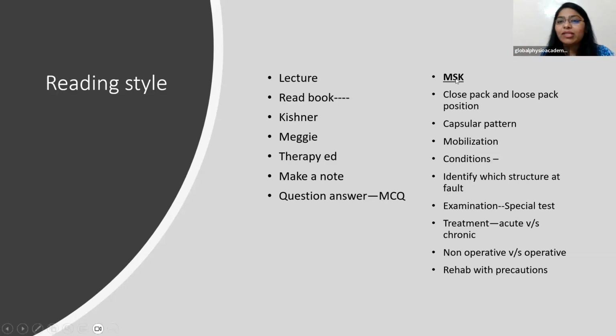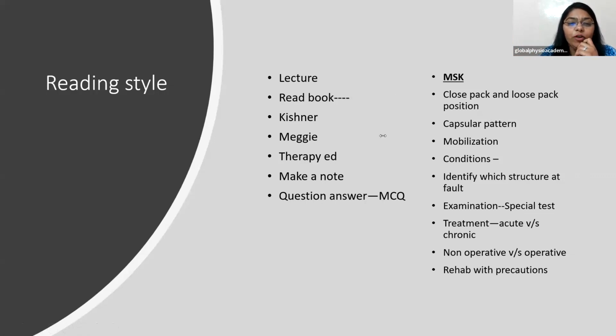Don't go through MSK randomly. MSK means musculoskeletal. You have to go through the close-packed position, loose-packed position, capsular pattern of the joint, mobilization, conditions, examination, treatment, operative versus non-operative, and rehab with precautions. So this is the generalized idea. For every topic, for example the elbow joint or wrist joint, go with the same sequence. That is your reading style.